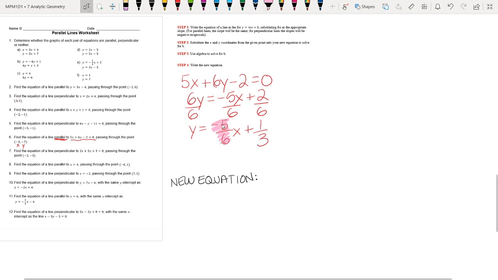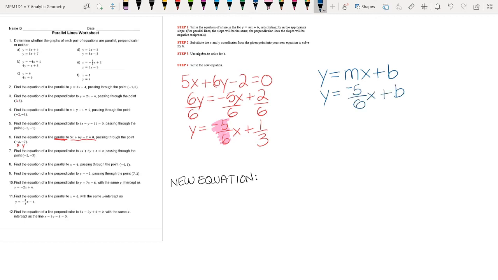This is my slope because the line is parallel to this line. The line we're trying to create is going to be parallel to this line, and this line has a slope of negative 5 over 6. So that's the slope for my new equation, for the new line that I'm finding the equation of. So now what I can do once I've done that is I can follow steps 1, 2, 3, and 4. And the first part is to write y equals mx plus b. And I'm now going to substitute in for m negative 5 over 6.